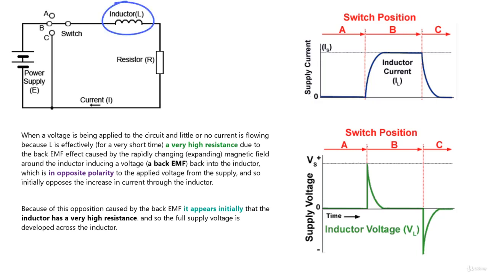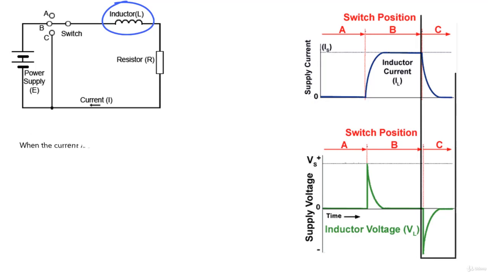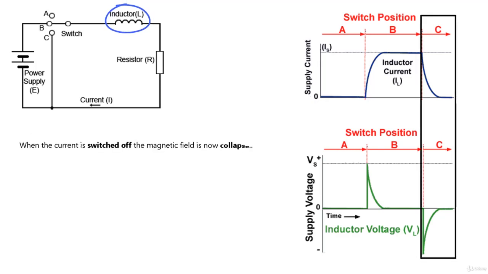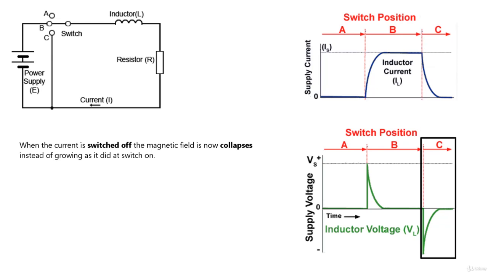However, when the current is switched off, the magnetic field now collapses instead of growing as it did at switch on. This collapsing magnetic field now returns its energy into the inductor coil and induces a voltage, which is called back EMF, into the inductor. But because the change in magnetic field strength is in the opposite direction to the expanding field at switch on, the induced voltage is now in the opposite polarity as shown here.